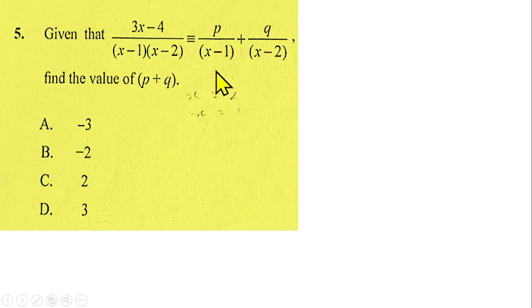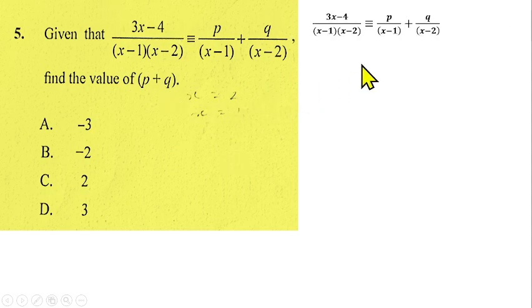Question number 5 is from partial fractions. We are given that 3x minus 4 over (x minus 1)(x minus 2) is equivalent to p over x minus 1 plus q over x minus 2. We have to find the value of p plus q. So that means we need to get the values of p and q before we can add them together.